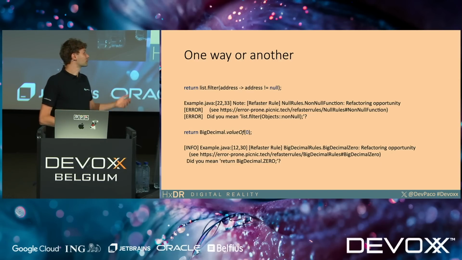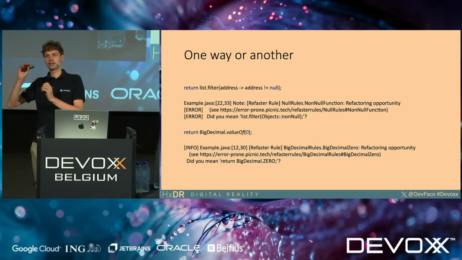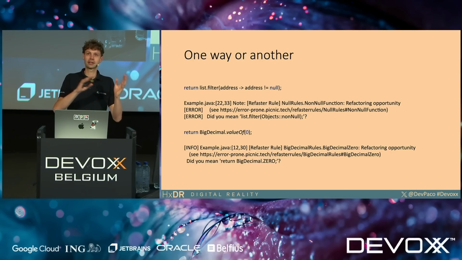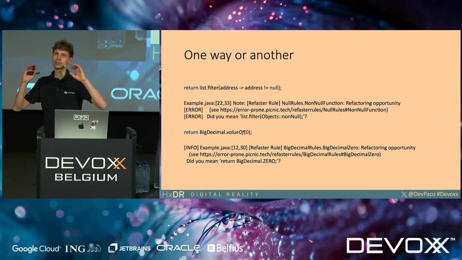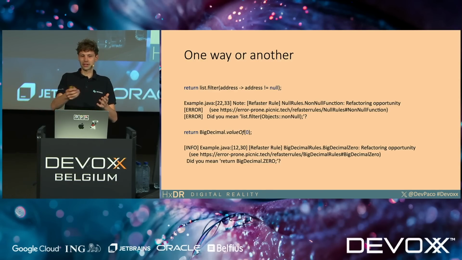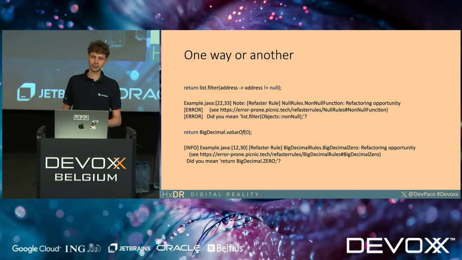So to give you some examples, the top one, there are different ways you can do this filtering. You can also say we always want to use Objects and then the nonNull function, or we always want to do it the other way around. But at least now we can make a rule and be consistent about it, and we don't have to have discussions about it. Things about BigDecimal. Why don't you use BigDecimal.ZERO? Automatically apply this. You cannot have discussions about this whole thing anymore.